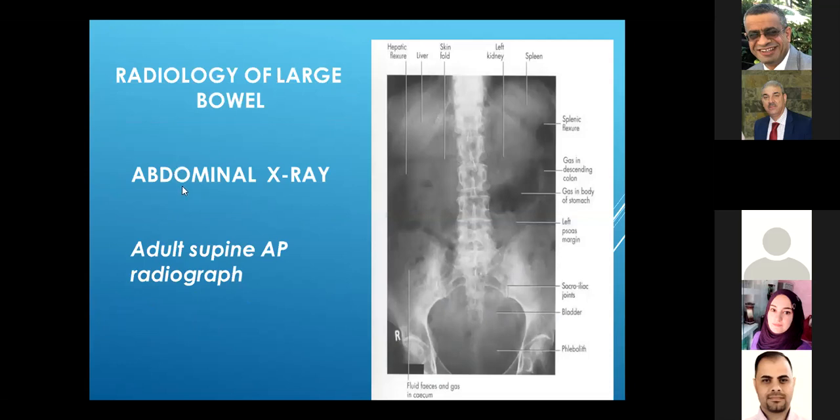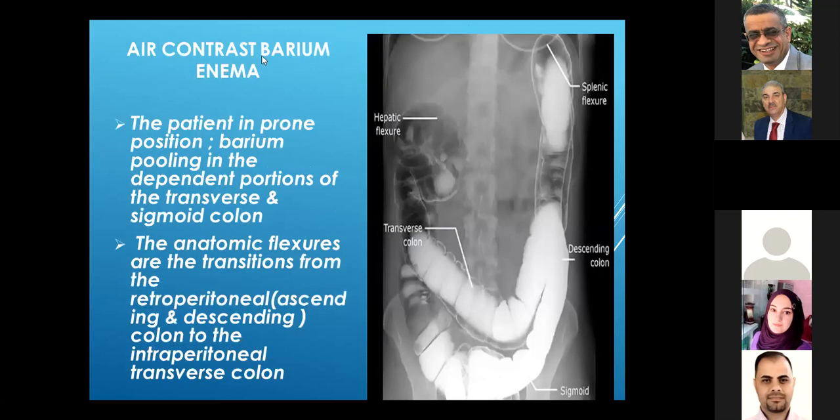Radiology of the large bowel. This is an abdominal X-ray, an adult AP radiograph. We show the cecum, the hepatic flexure, the splenic flexure, and gas in the descending colon. Air contrast barium enema. In this case, we show the transverse colon and sigmoid colon. This position is prone, which shows the most dependent parts, which are the transverse and sigmoid colon. And this is the hepatic and splenic flexure.